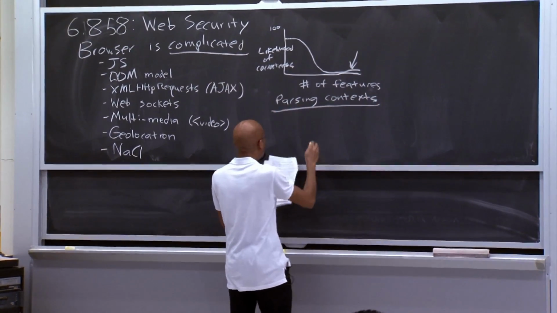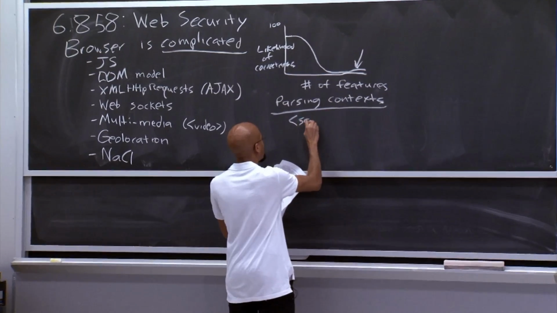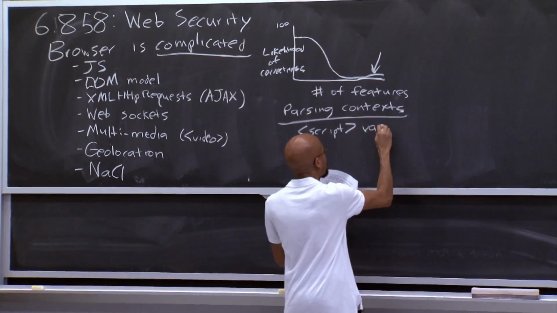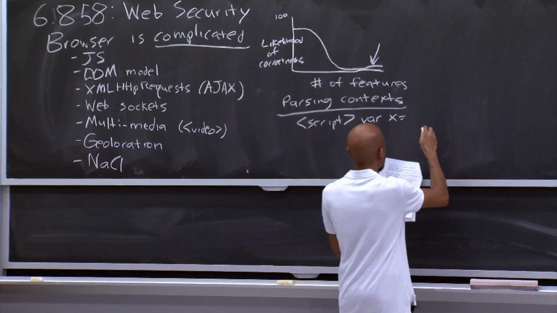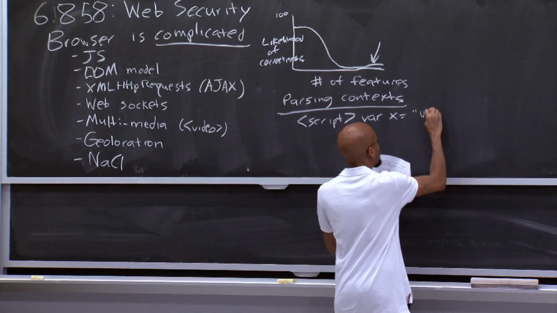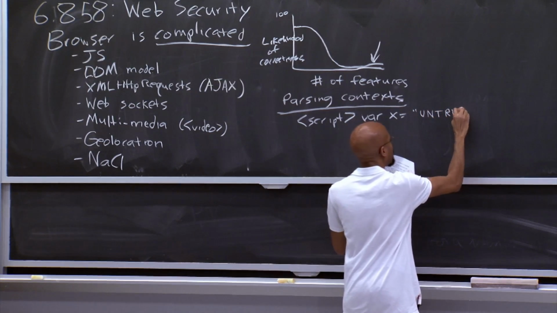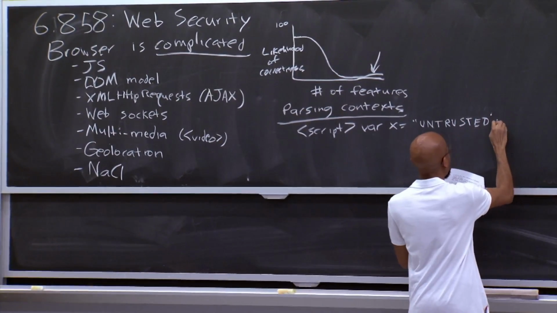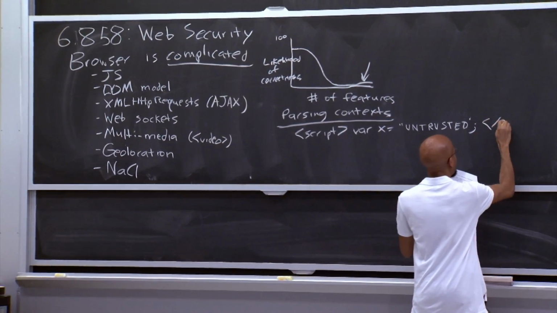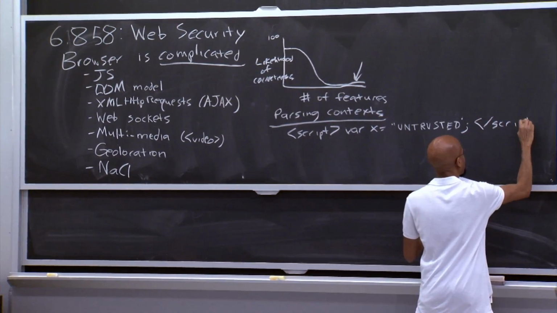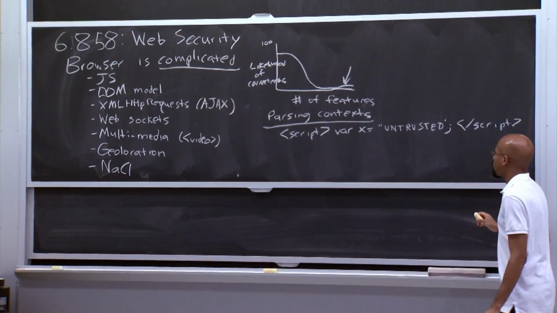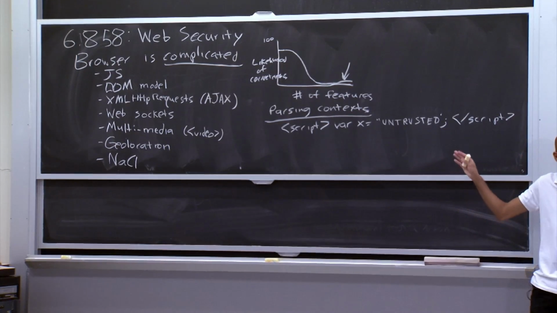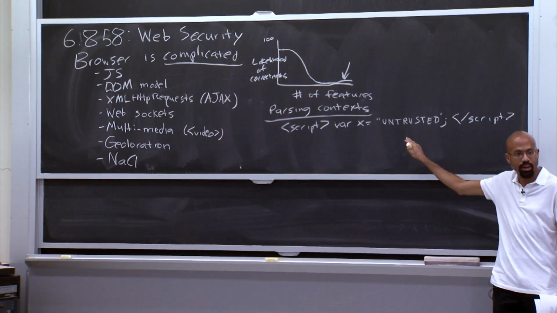So as an example, suppose that you had something in a page that looked like this. You declare a script tag. Inside that script tag, you declare a variable. There's some string here. And let's say that this string comes from an untrusted party, either the user or another machine or something like that. And then you close that script tag. Right? So this stuff is trusted, this stuff is trusted, this stuff is not trusted. So can anybody figure out why there might be some problems here if we take this untrusted string and put it in there?